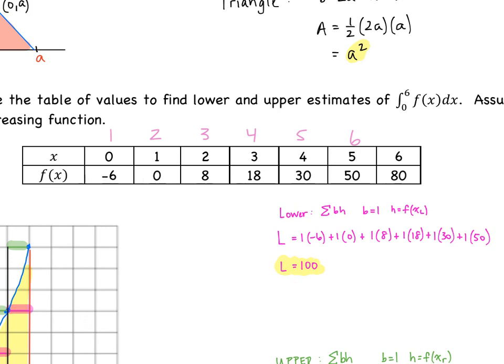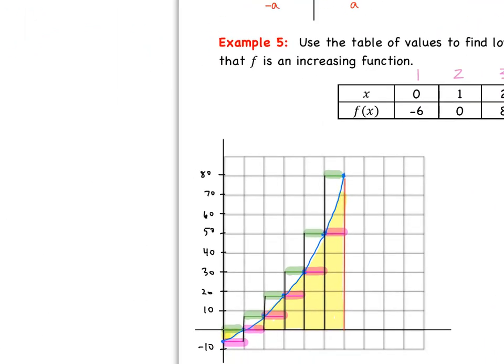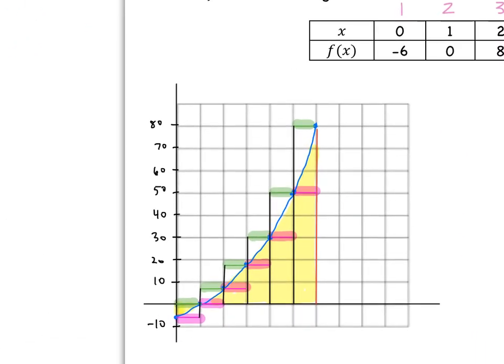So what I want you to do is look at this diagram again. Now to find the upper estimates, I notice those in green. So those are where the heights of my rectangles are, okay? So for the upper estimates, we're going to be using the right-hand sums, okay? So go ahead, give it a shot, and then we'll compare our answers.